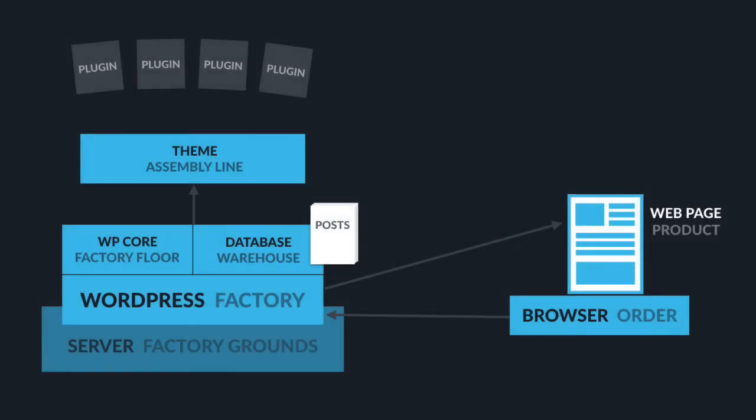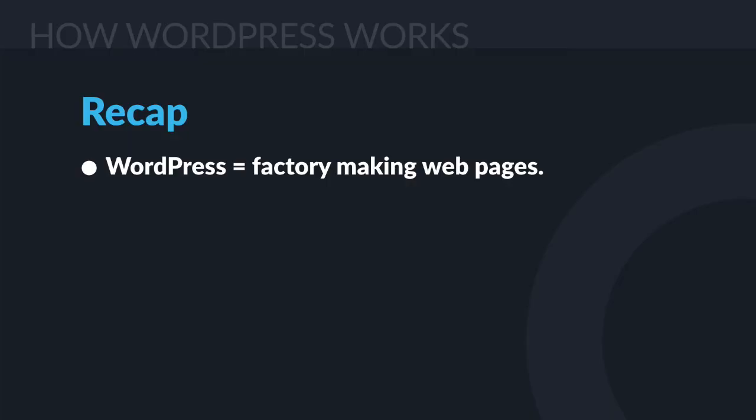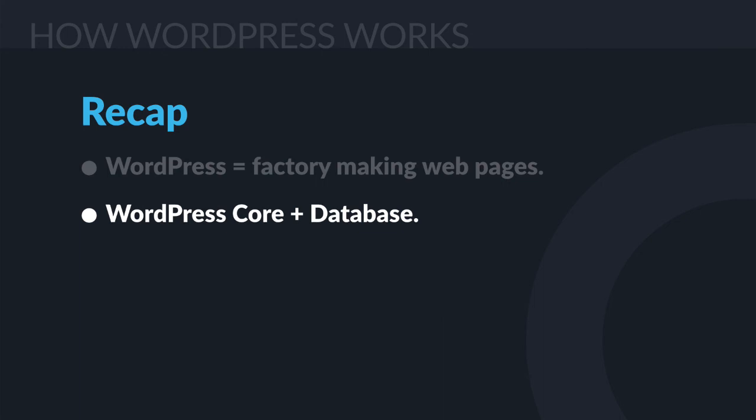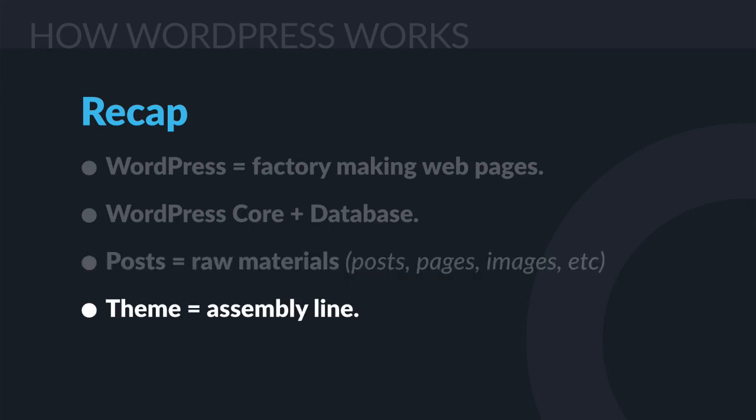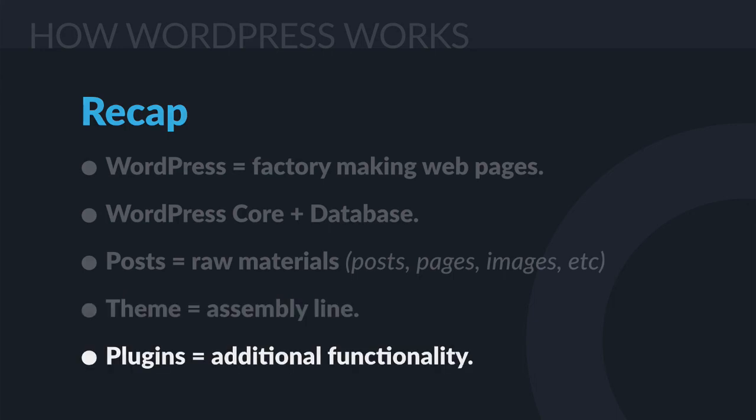So by now you should have a pretty solid overview concept of how WordPress works. WordPress is a factory producing finished web pages. This is made up of the core files plus the database. The raw material for producing the finished pages are posts, which in WordPress terms actually relates to blog posts and pages and images. It's your chosen theme that's responsible for assembling it all together into pages with its own templates and styling rules. And then for any additional functionality that WordPress doesn't provide, there are plugins.